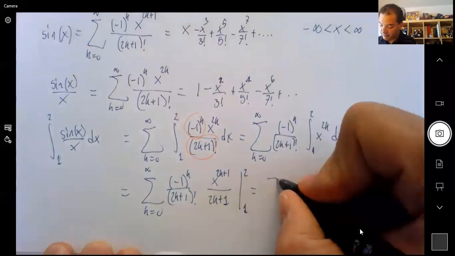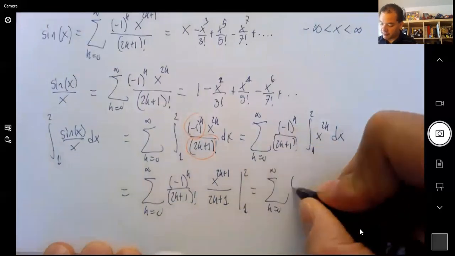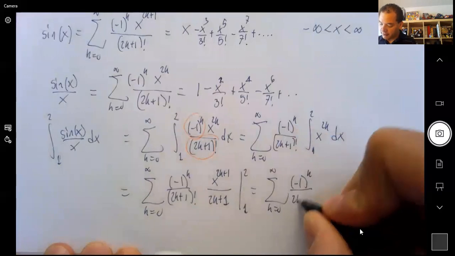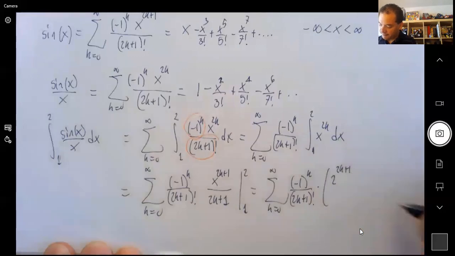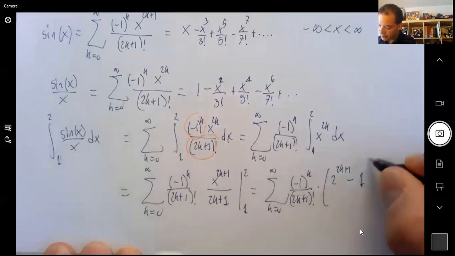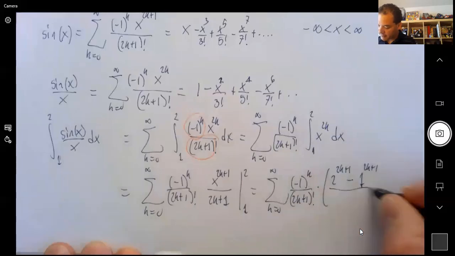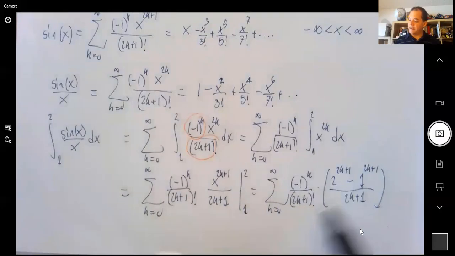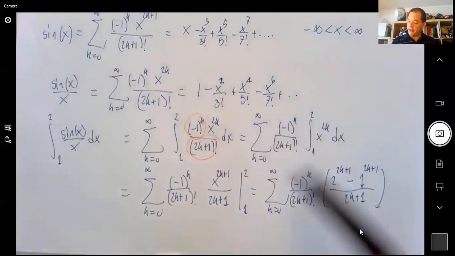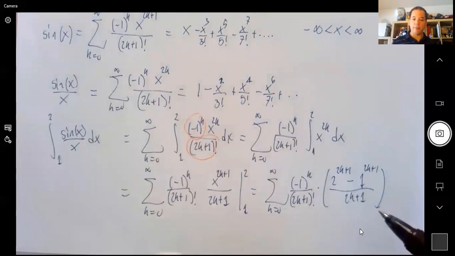So this becomes the sum from 0 to infinity of negative 1 to the k, over 2k plus 1 factorial, times 2 to the 2k plus 1, minus 1 over 2k plus 1. And that's it, right? I mean, it's a weird series, but whatever this series is, that's the answer to that integral, right? And you can take a few terms of this series to approximate it if you wanted to, but that's the answer, right? It's not pretty, but that's what we were requested to do.